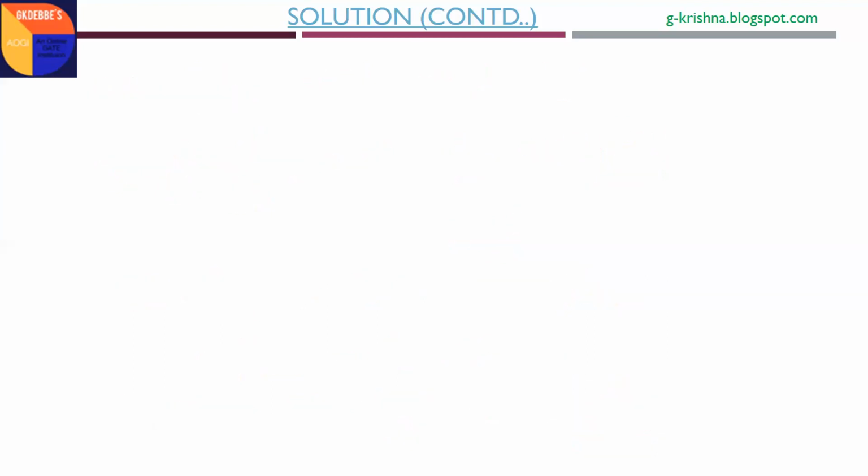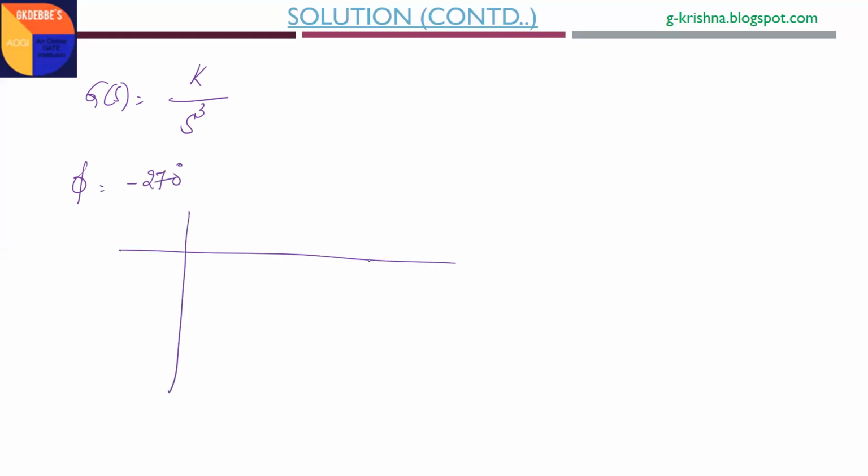Let me explain still more clearly. If I take G of s as K by s cube, what is the phase angle of K by (j omega) whole cube? It is minus 270. This constant will maintain minus 270, meaning at zero frequency the angle of the phase plot will be minus 270 degrees. If you want to increase or decrease the phase by adding zeros and poles: if I add one zero, let it be s plus 1, the phase starts to increase. If I add a pole, the phase decreases, and so on.